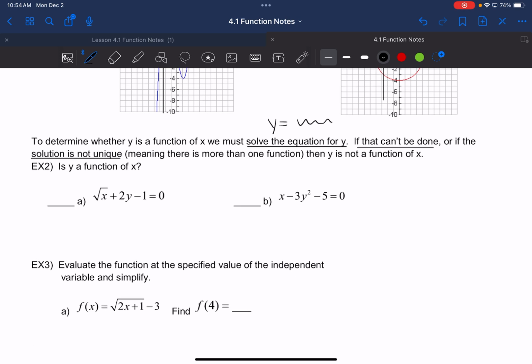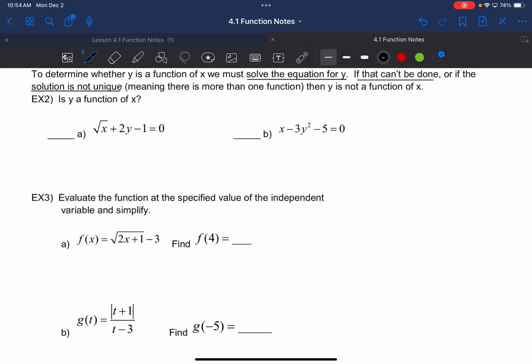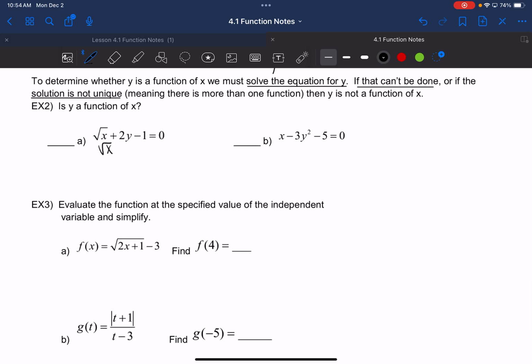So on part A, my goal is to try and get y by itself. What would I need to do first to try and get y by itself? Add the 1 to the other side. Okay, either way, we're just trying to get things on separate sides. So if I did add the 1, then I would still have square root of x plus 2y equals 1, right? So what else would I still need to move? The square root of x. Yeah, how would I move the square root of x? Subtract it. Okay, so I would have 2y equals negative square root of x plus 1, right?